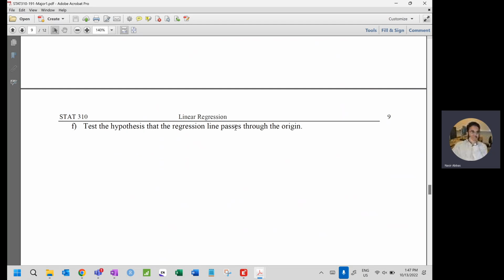Test the hypothesis that the regression line passes through the origin. What is this hypothesis? Beta naught equals 0 against not 0. This is what you are supposed to test. You will give H naught, H1, T value, P value, and decision.